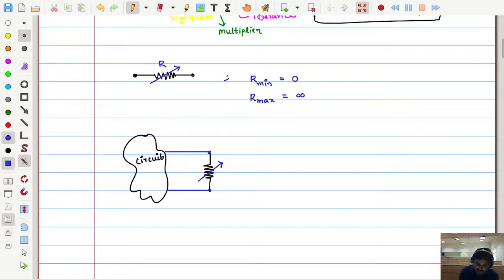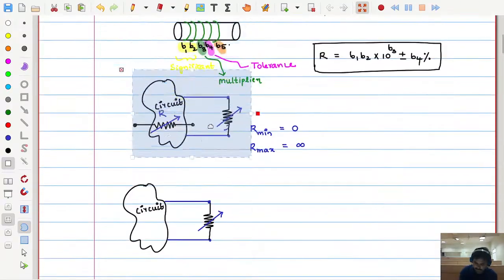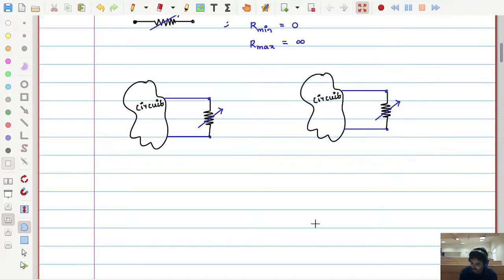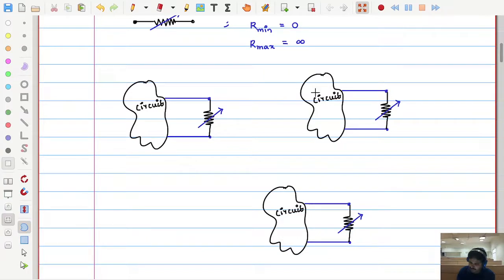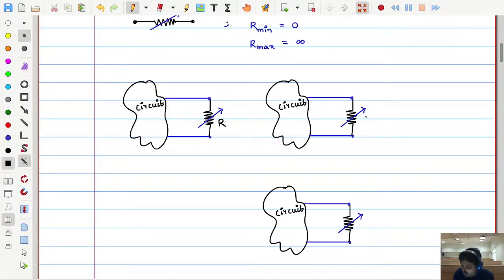So when we vary this resistance, the first thing we could see here is that, let me make a copy of this, and one more copy also here. Right. So now let us assume case 1, this R, let me write it here as R. So R is the minimum value, which is equal to 0.